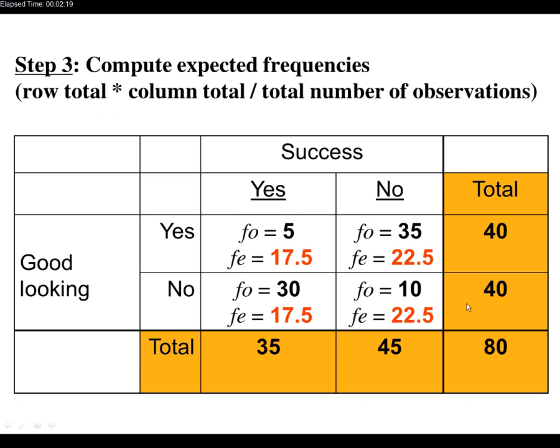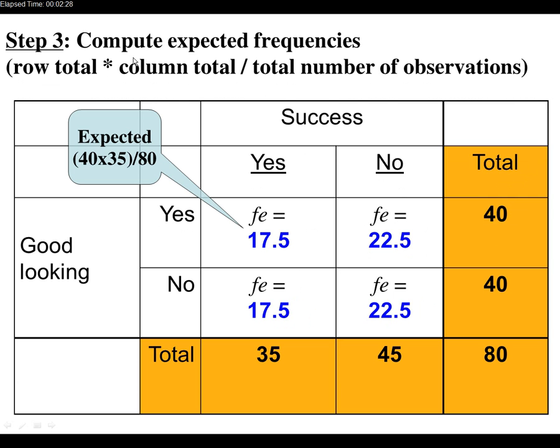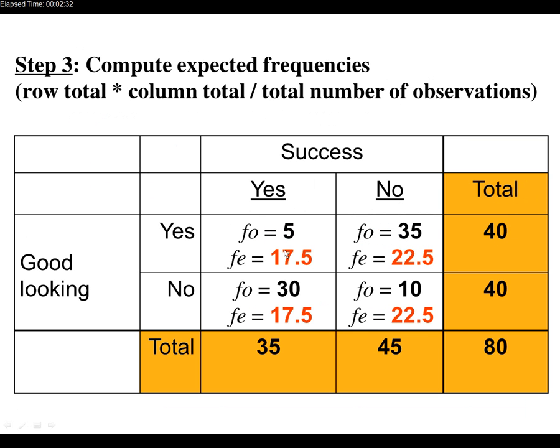Let's pop over, and step three is compute the expected frequencies again. So this is what I'm doing. I'm computing the expected frequencies and comparing them to the observed frequencies. Here we go. It's the row total times the column total divided by the total number of observations. And here's what my figures are.